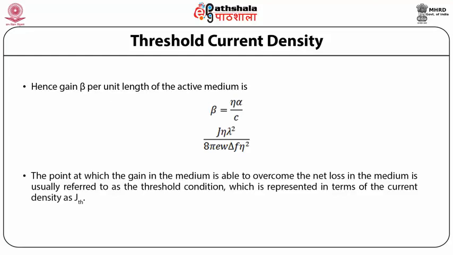The point at which the gain in the medium is able to overcome the net loss in the medium is usually referred to as the threshold condition, which is represented in terms of the current density as J threshold.